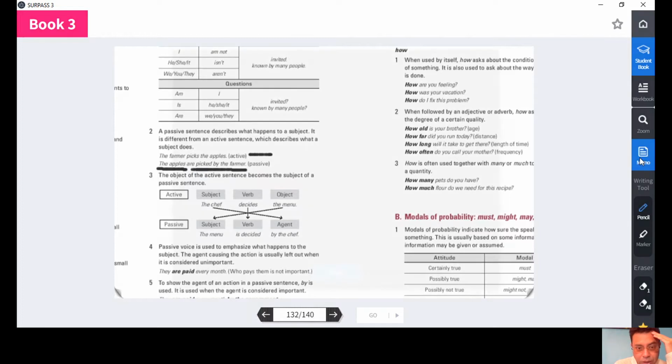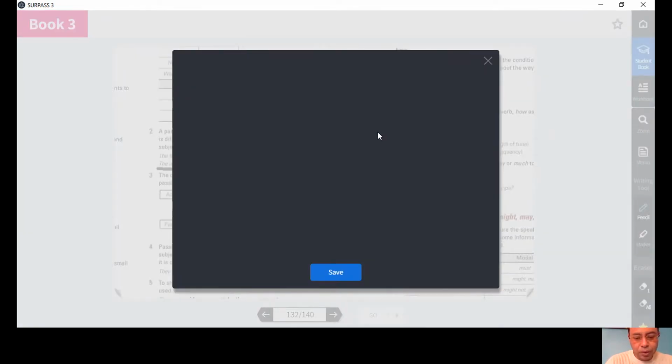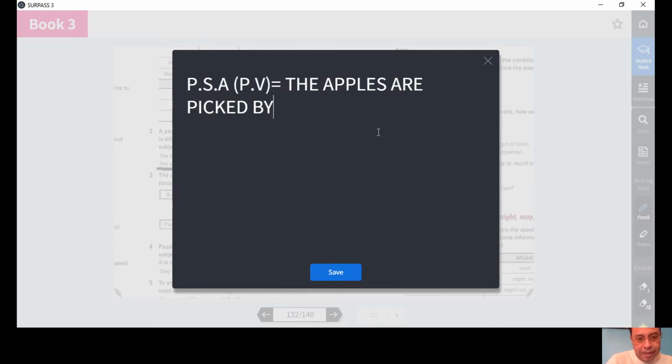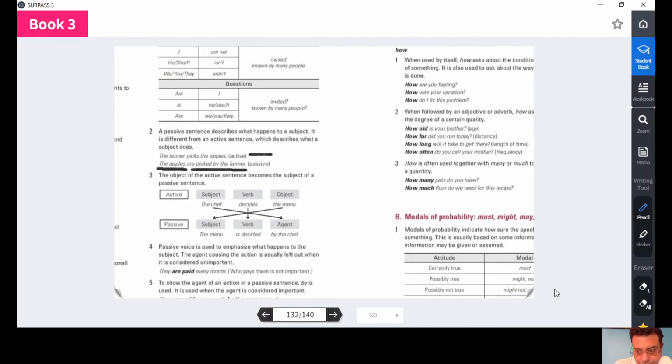Yeah, this is passive. So I'm going to show you that for passive we are going to use PS affirmative, parentheses, passive voice, equal: the apples are, because it's plural, are picked by the farmer. Don't forget to use by, because it's the preposition for the agent. And remember that you could use by the farmer, or what is the object pronoun? By him. Both are correct.